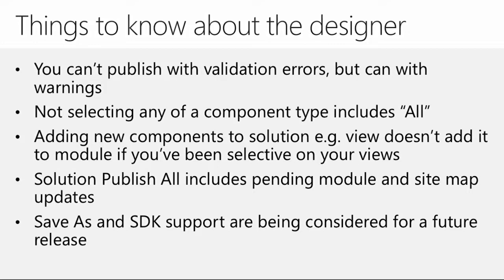And then the other thing is, as you publish information or do a publish all, that includes all pending module and sitemap updates. So if you've made some modifications to modules and to your sitemap, and then you do a publish all, if you haven't published those individual items on those app designers or in that sitemap, the publish all is going to do everything. Just like if you did a publish all inside the system, it's going to take all of your unpublished customizations and publish them. These are considered unpublished customizations.